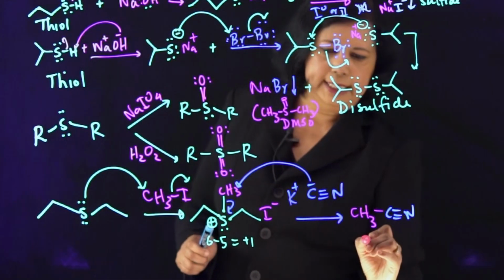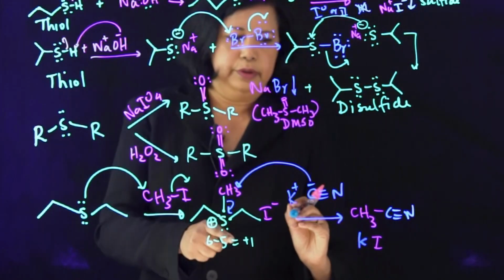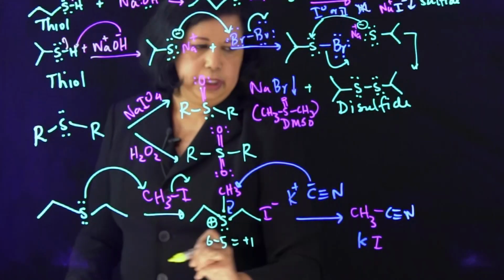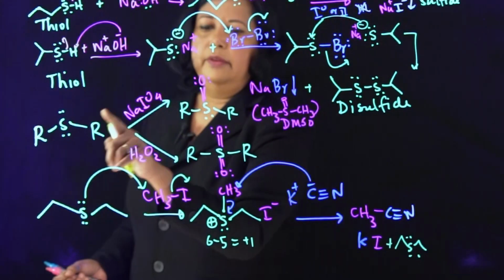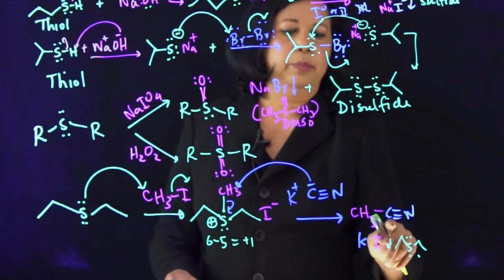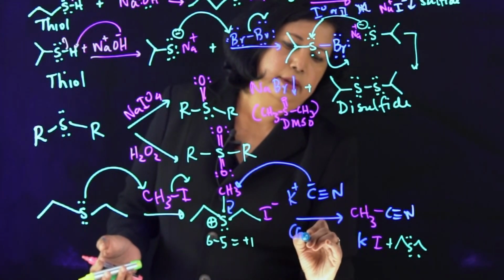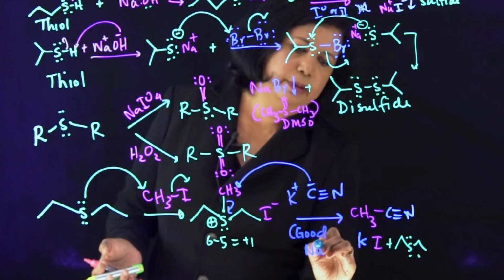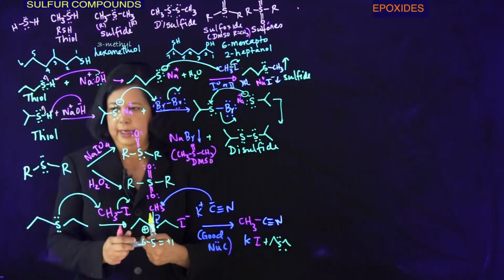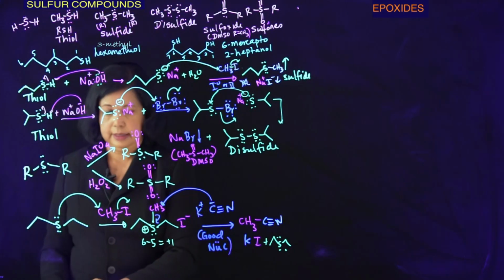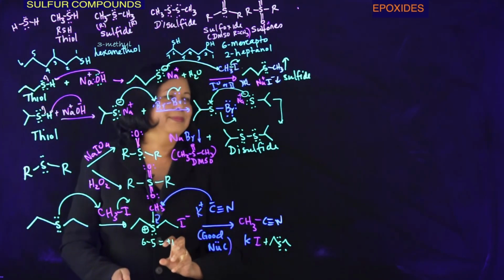And then you will get potassium iodide, and then you can take this sulfur again, retrieve that, and go back and do the same thing. So it's kind of a carrier to put a methyl group on a nucleophile. I would say any good nucleophile. It doesn't have to be cyanide. I'm just taking cyanide as an example. Could be anything. So that's another very useful process to make acetonitrile or things that need a methyl on it.